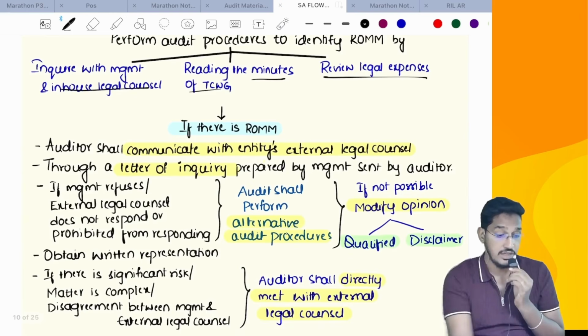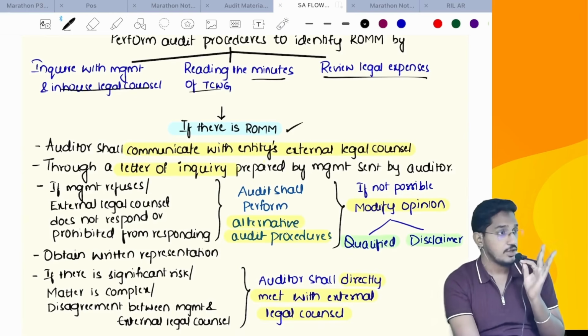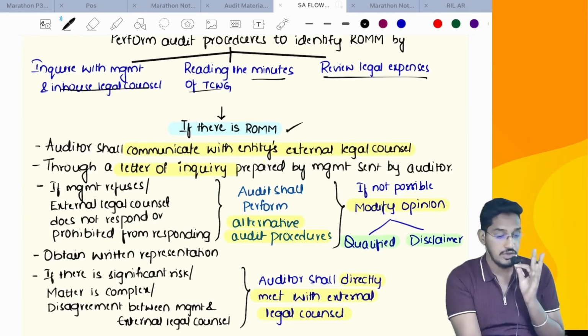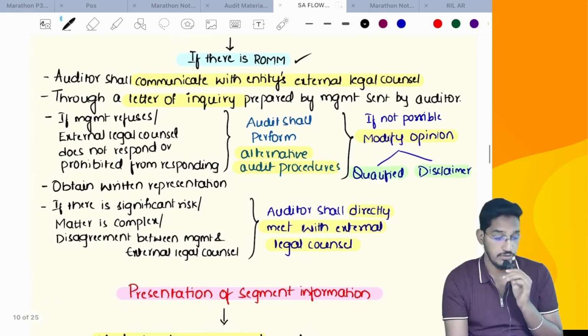Like even if you see in the chart here, I have specifically mentioned only if there is a risk of material misstatement. No risk of material misstatement, nothing. Your process will end here only. If there is a risk of material misstatement, perform extra. What do you have to perform?